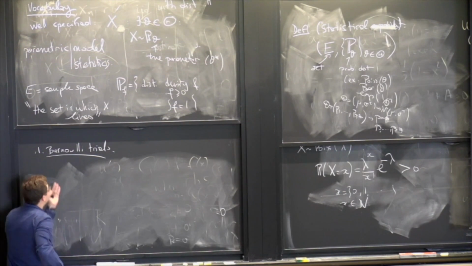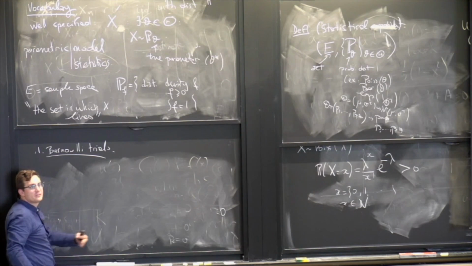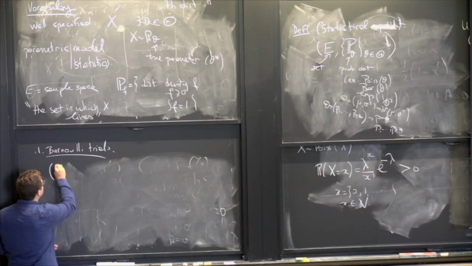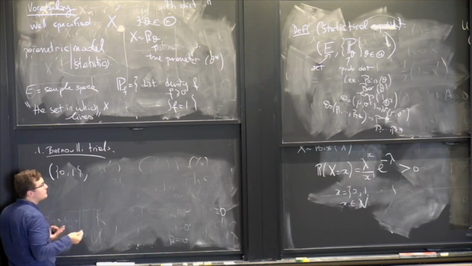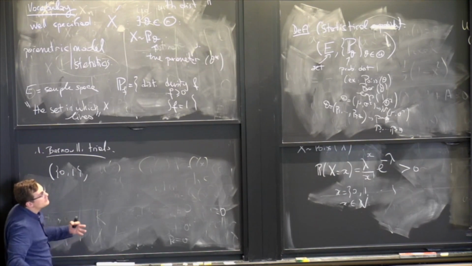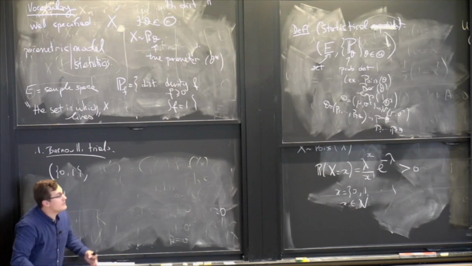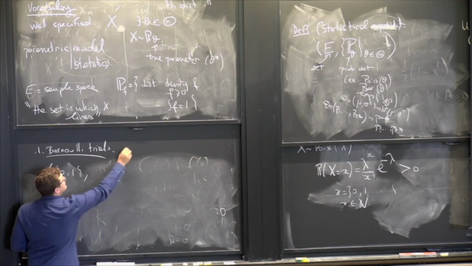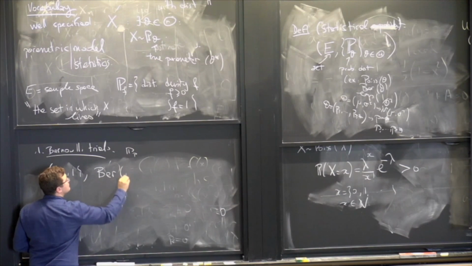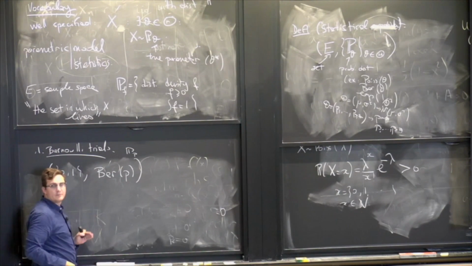For example, for Bernoulli Trials, I'm going to observe a sequence of zeros and ones. So my sample space is going to be, as written on the board, {0, 1}. And then the probability distributions are going to be the Bernoulli distributions indexed by p. So rather than writing P sub p, I'm going to write it as Bernoulli(p) because it's clear what I mean when I write that.